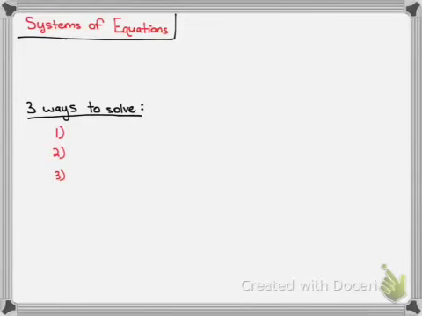Today we're going to be looking at solving systems of equations. A system of equations is two or more equations with common variables. Specifically for this section, we're going to be looking at two equations with two variables.